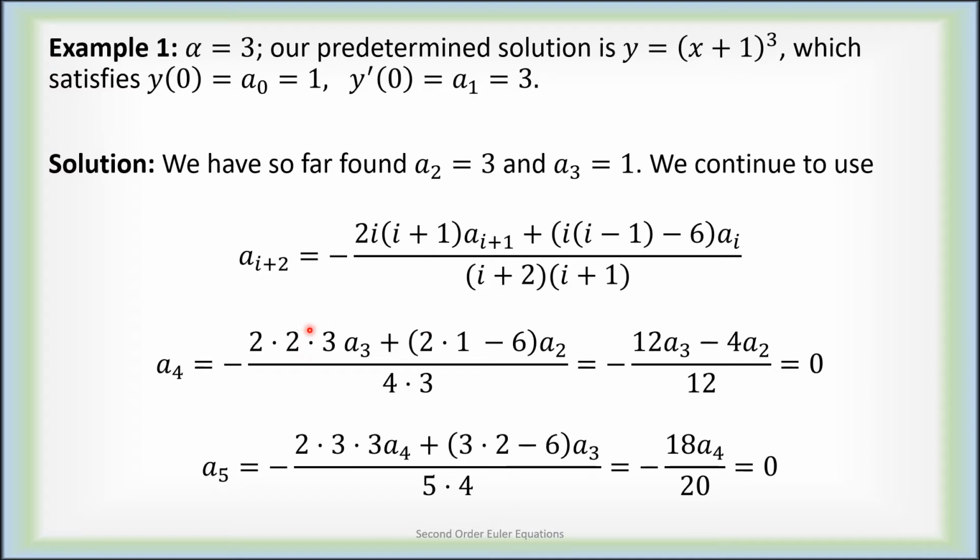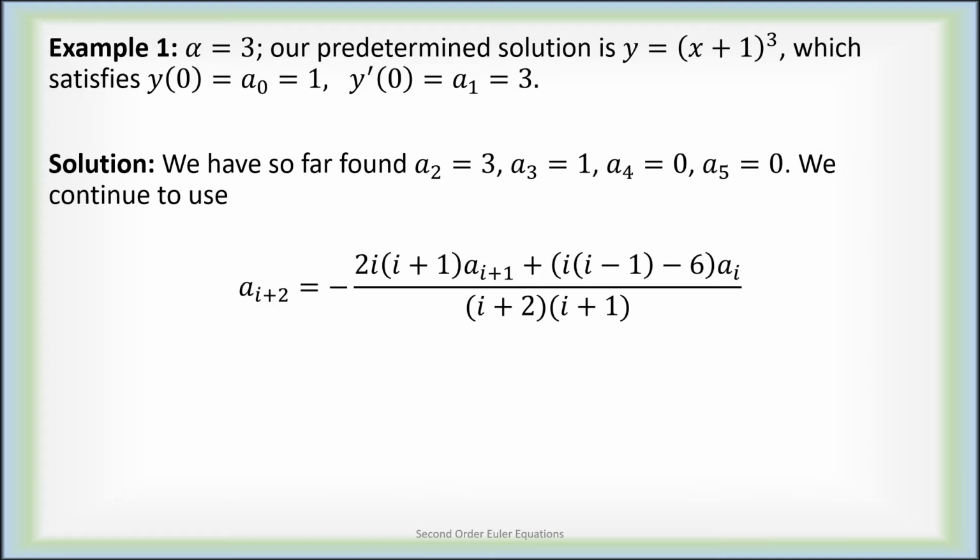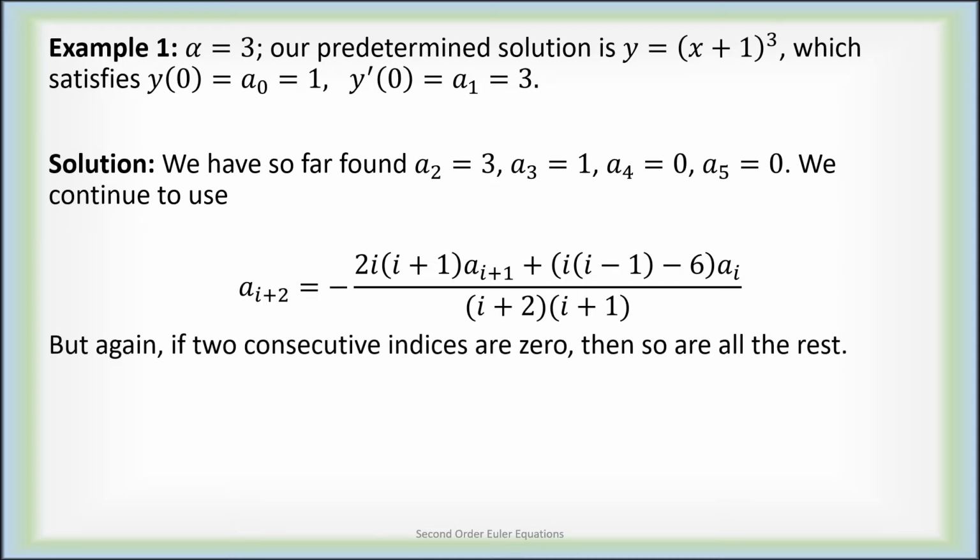And for a sub 5, by letting i equals 3, we plug that in and compute all of these things here. It works out to just be 18a4 over 20, but we just computed that a4 is 0, so a sub 5 is also 0. But look what we now have. Two consecutive a sub i's, a sub 4 and a sub 5, are both 0, meaning a sub 6 is going to be 0, a sub 7, and so forth, all going to be 0. So since we have two consecutive a sub i's which are 0, everything after that point is as well.